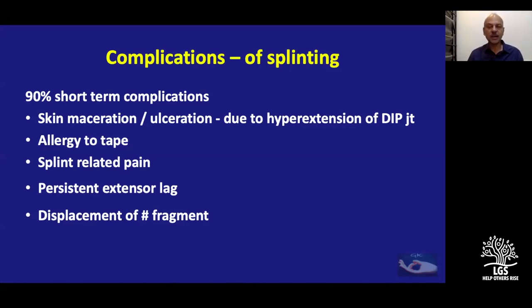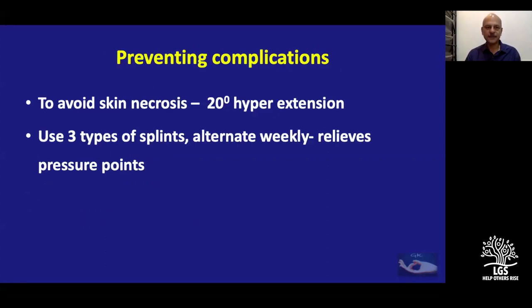Allergy can occur to the tape. Splint-related pain, applying it for too long, patients may complain of pain. Persistent extensor lag is a problem that can occur, and displacement of the fracture fragment. The last two complications that are seen, that is persistent extensor lag and displacement of the fracture fragment at the end of 6 weeks, mean that we need to go in for surgical management.